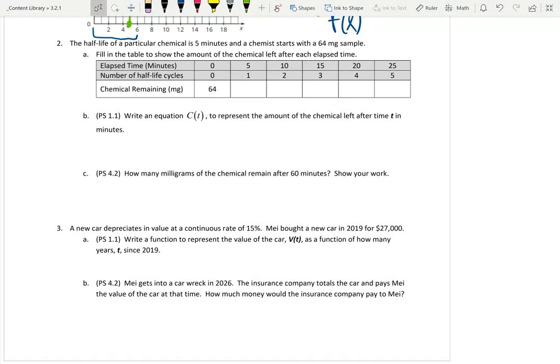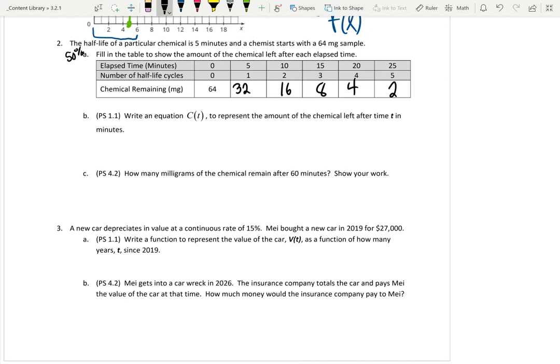So it's talking about half-life. Half-life, I know things are getting cut in half. I know half-life is 50%. And I know that this is going to be a decay problem because my percentage is getting smaller over and over. I can see that if I fill out this table, I repeatedly divide by 2.